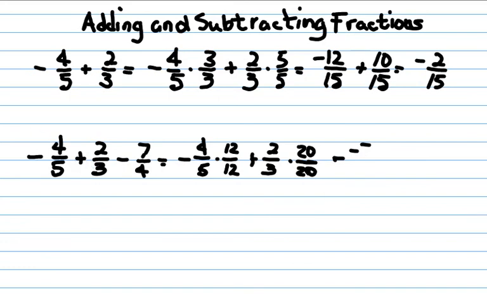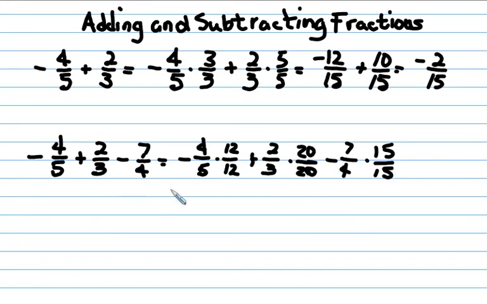Oops, I've already got the negative there. Let me take that off. So that would be a negative 7/4. And the 4 is missing the 5 and the 3. So that would be multiplying it by 15 over 15.